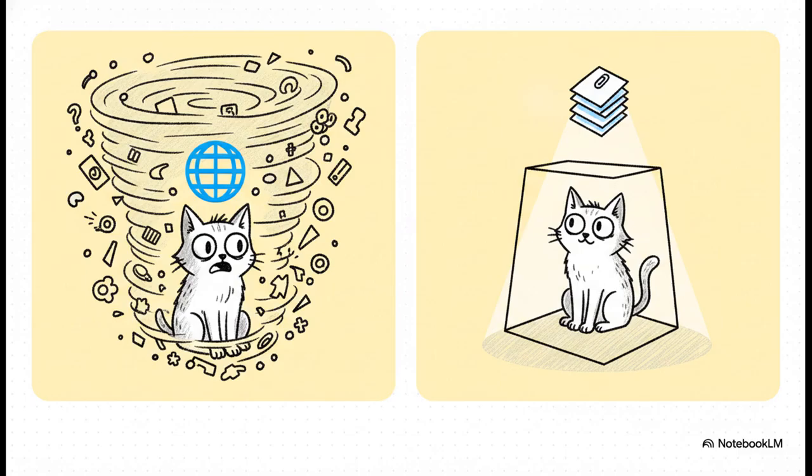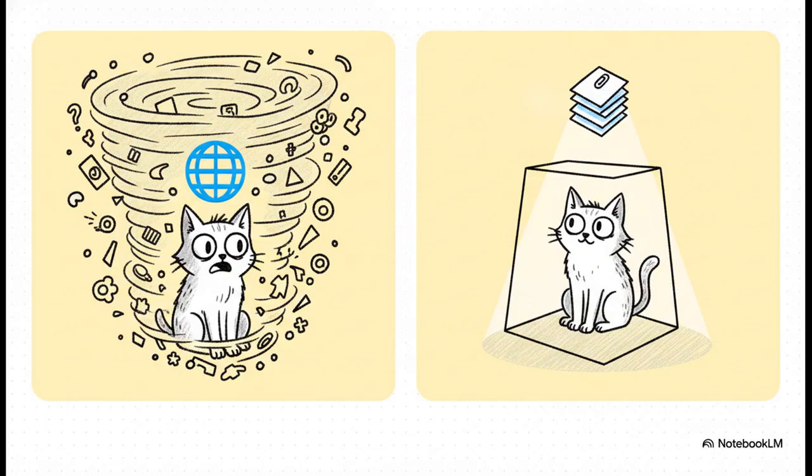Just look at the massive difference this makes in practice. If you ask a standard LLM to tell you about cats, it just spits out this rambling, generic encyclopedia entry pulled from random corners of the internet. But a properly built RAG LLM provides a highly specific answer based only on the custom documents we actually uploaded.